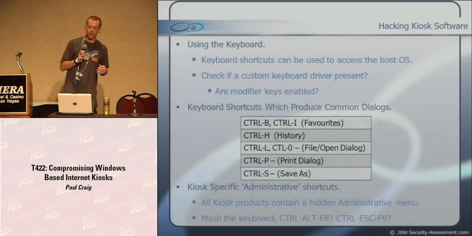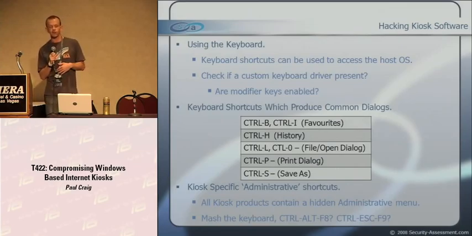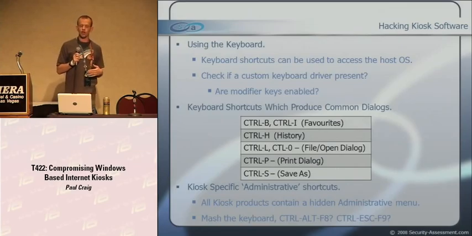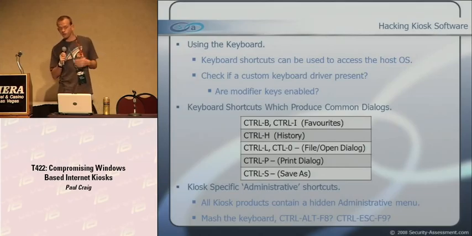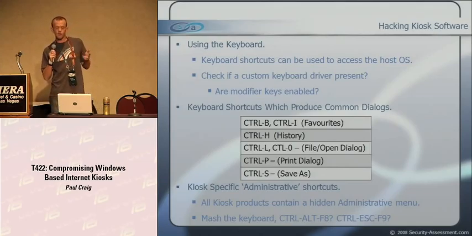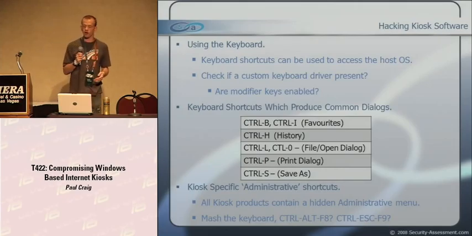Okay, so using the keyboard. Keyboard shortcuts can be used to access the host OS. Another good check is to see if a custom keyboard driver is present. Although a lot of kiosks do implement custom keyboard drivers, a lot of the more budget ones don't. So this is a pretty good trick, and it's very, very simple. And you can see the modifier keys are enabled. I have a list of keyboard shortcuts here which will produce common dialogs. It's got Control-B, Control-I, Control-H, Control-L, O, P, S.